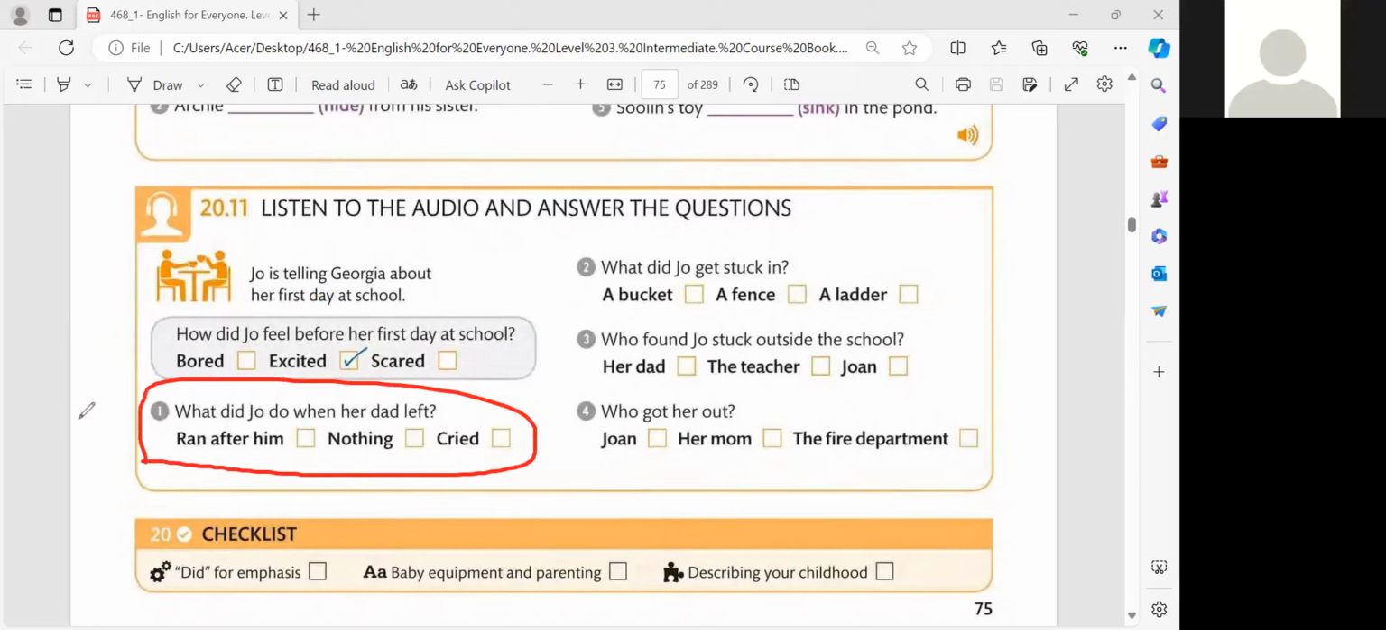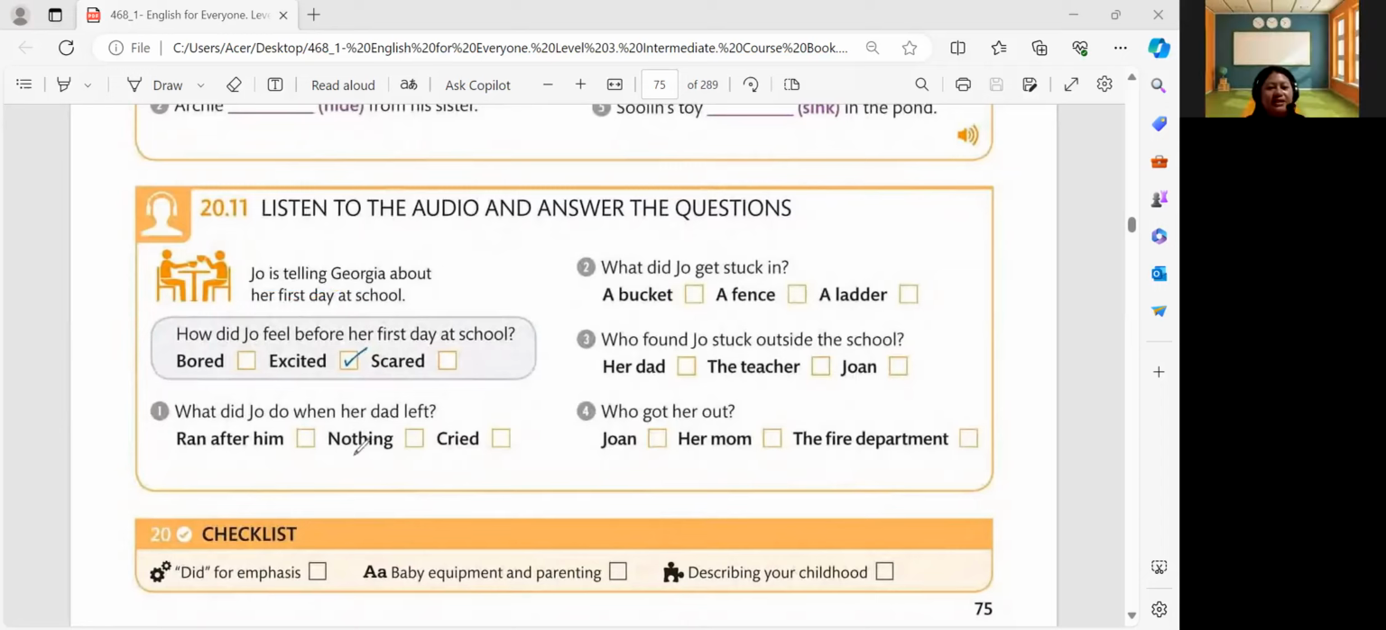What did Jo do when her dad left? Okay, so what did Jo do when her dad left? The correct answer will be, ran after him. Okay, ran after him. Very good. How about number two?